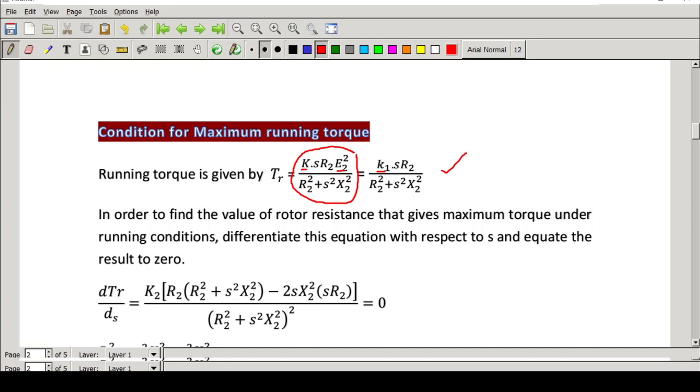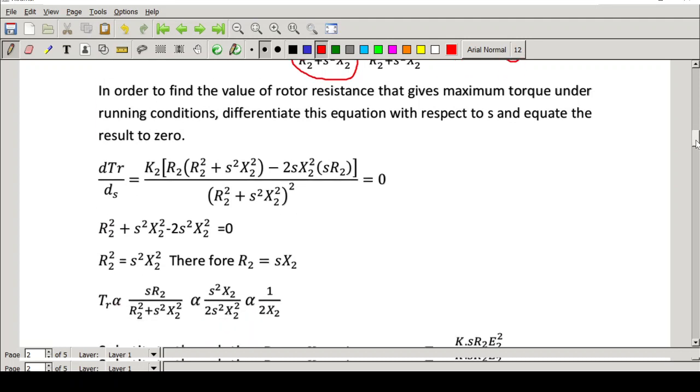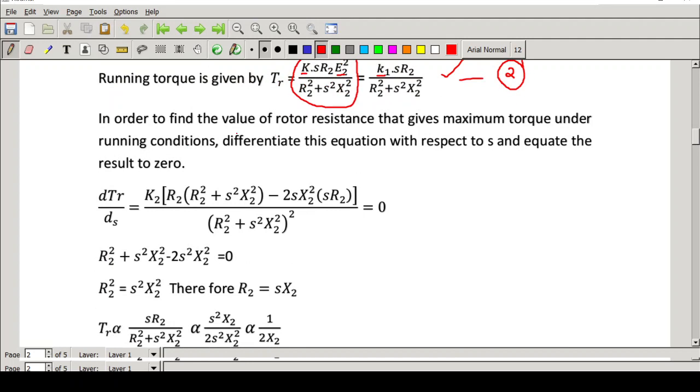Now in order to find the condition under which maximum torque will be developed, what we are going to do is differentiate this equation with respect to slip, then equate it to 0. So we are differentiating with respect to slip, that is why I am writing dTr by ds. After finding the derivative of this equation, I equate it to 0, and finally I get this condition, that is R2 is equal to Sx2. That means when the slip is equal to the rotor resistance divided by rotor reactance, maximum torque will be obtained.